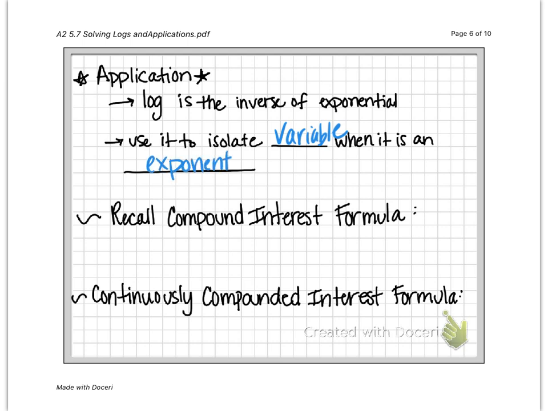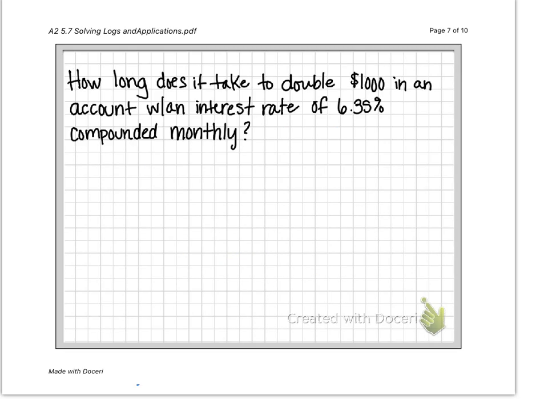Okay, so we need to remember compound interest, which is A equals P times 1 plus r over n to the nt. So you will be given this. You don't have to memorize it. So if we do this one, how long does it take to double $1,000 in an account with an interest rate of 6.35% compounded monthly? You always want to pay attention to this because this is going to tell you which formula you're going to use.